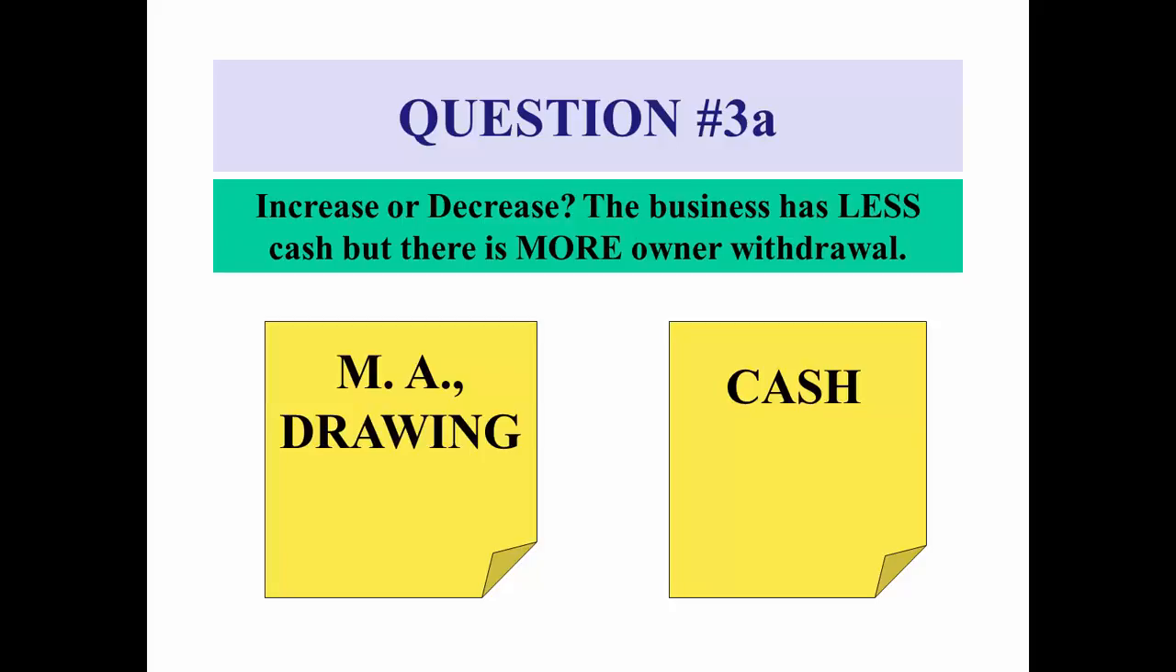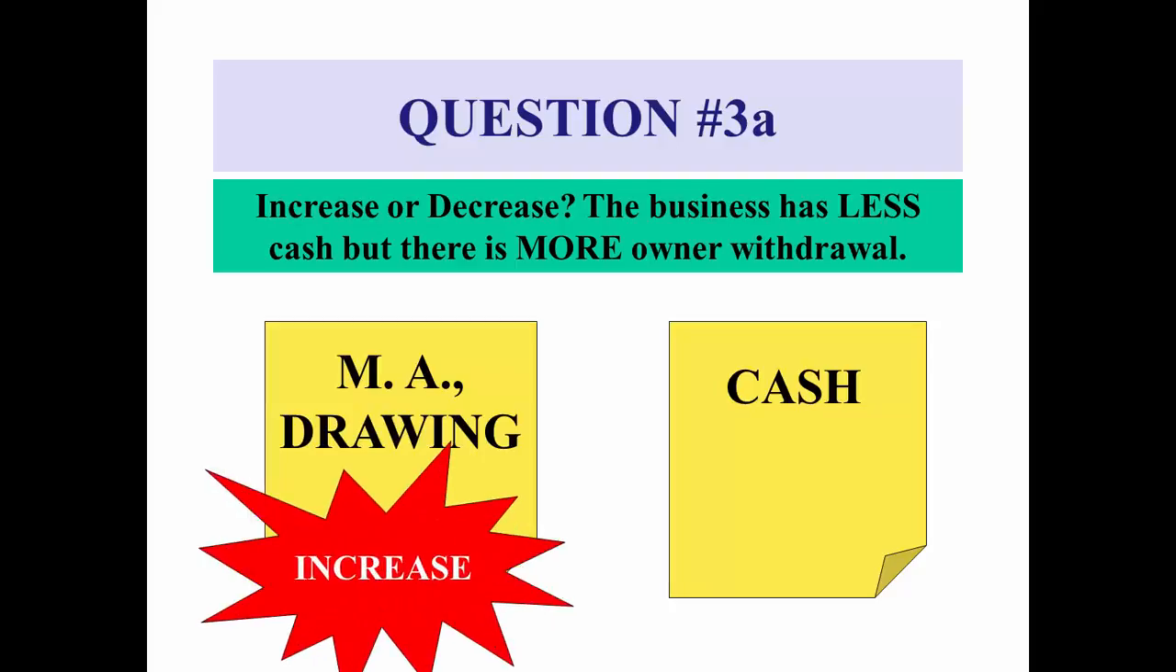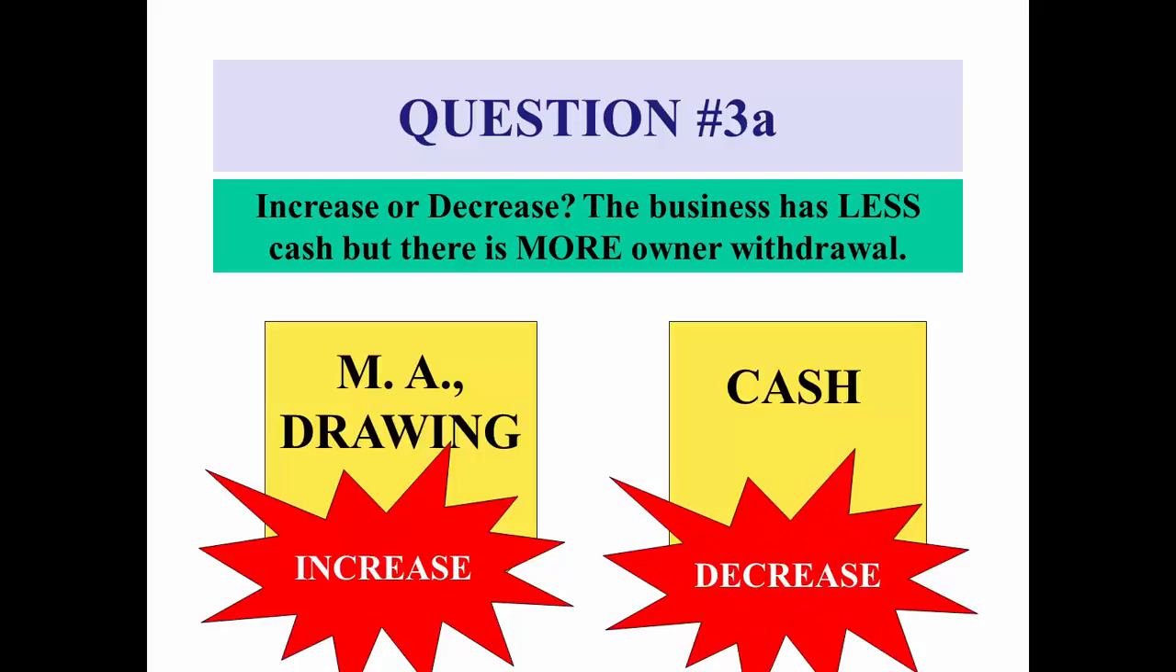Now we look at increase or decrease. We go back to the top. Does the business have more or less cash than it did 5 minutes ago? It has less cash. It paid it out. Does the business have more or less owner withdrawal than 5 minutes ago? Well, 5 minutes ago there was no owner withdrawal, and now we have an owner withdrawal. So we actually have more owner withdrawal than we did 5 minutes ago. Okay, so there's an increase in the owner withdrawal, and there's a decrease in the cash.